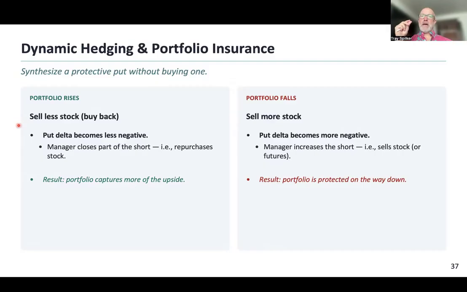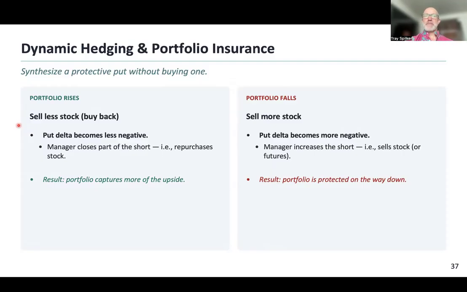So if you think about it, a long stock position plus the dynamic rebalancing would be equivalent to the stock holding plus a synthetic put. So we're creating a protective put. Portfolio insurance is basically a protective put. They're tautologically the same thing.